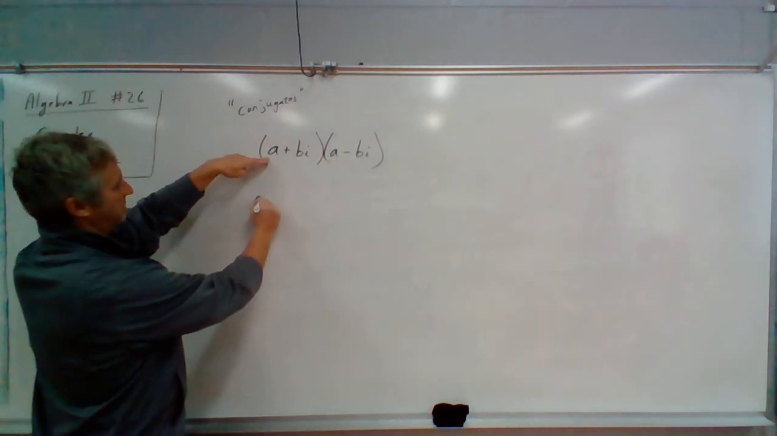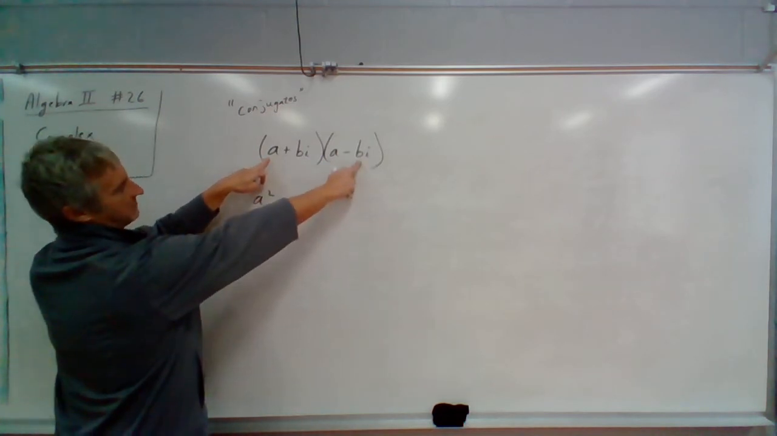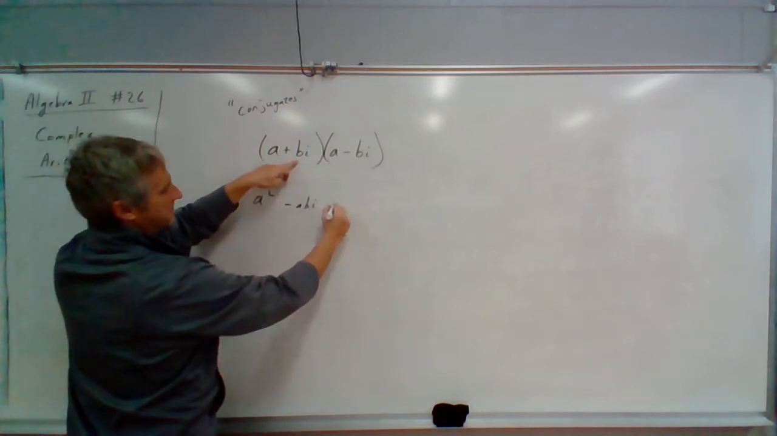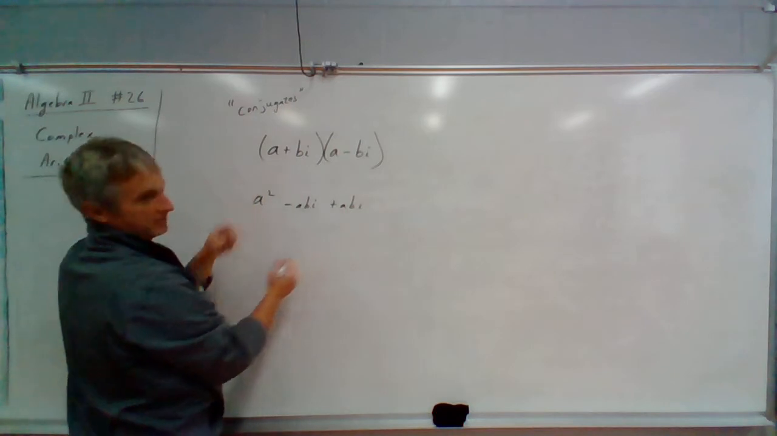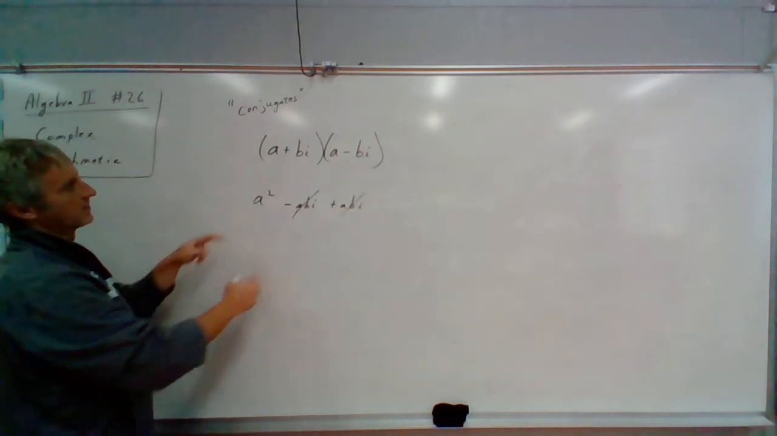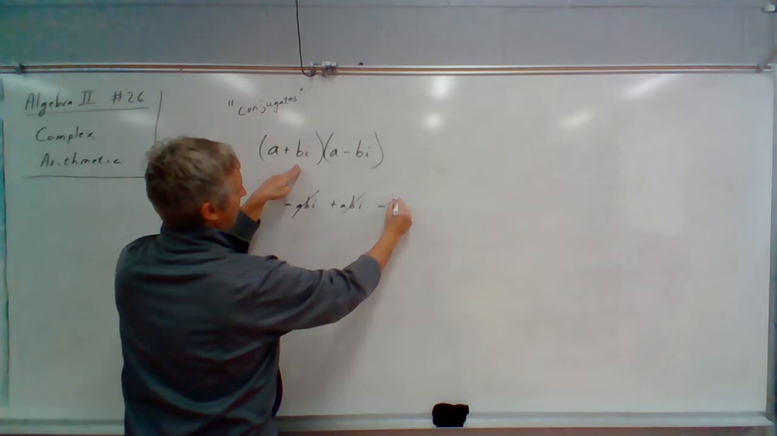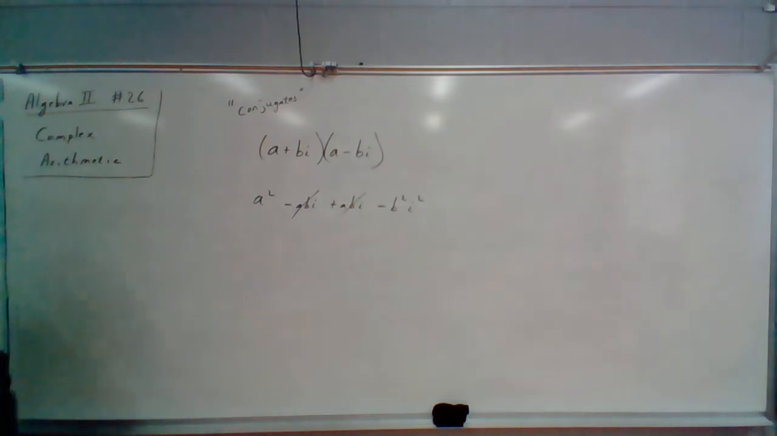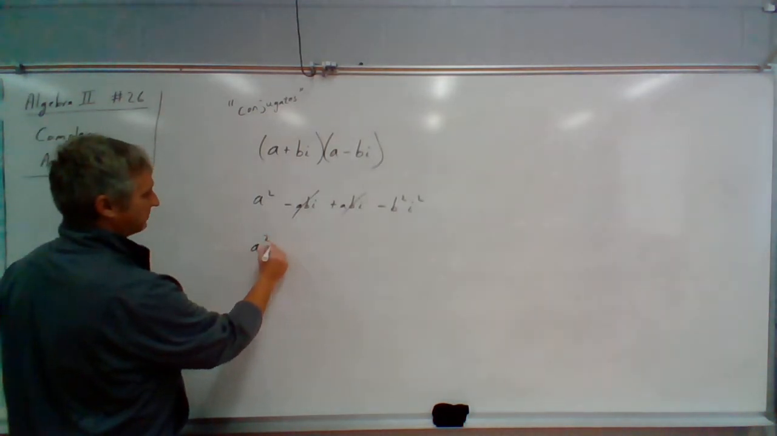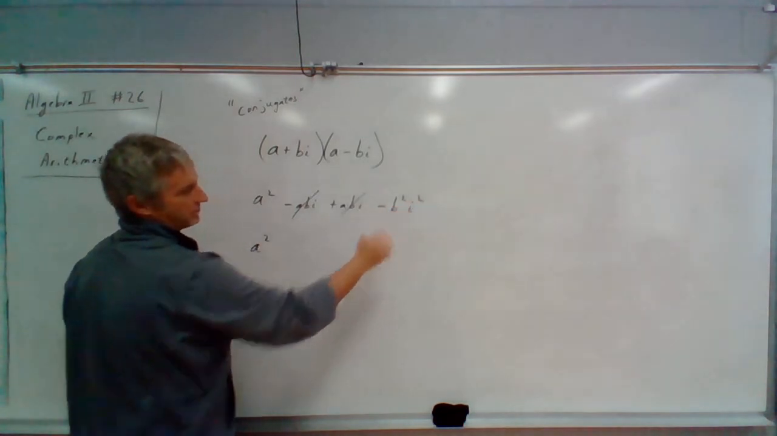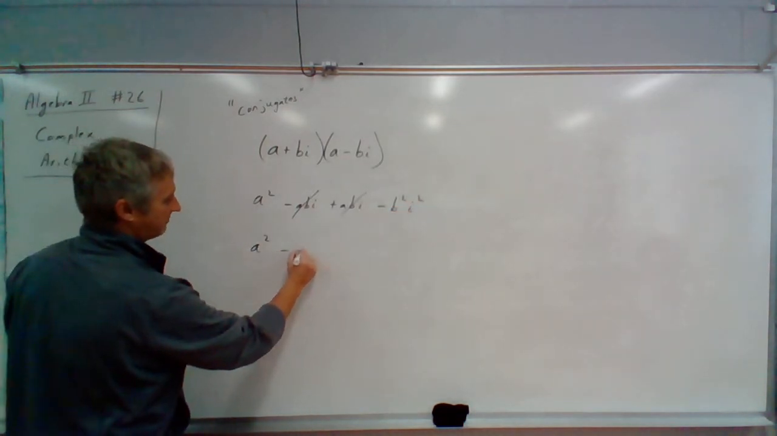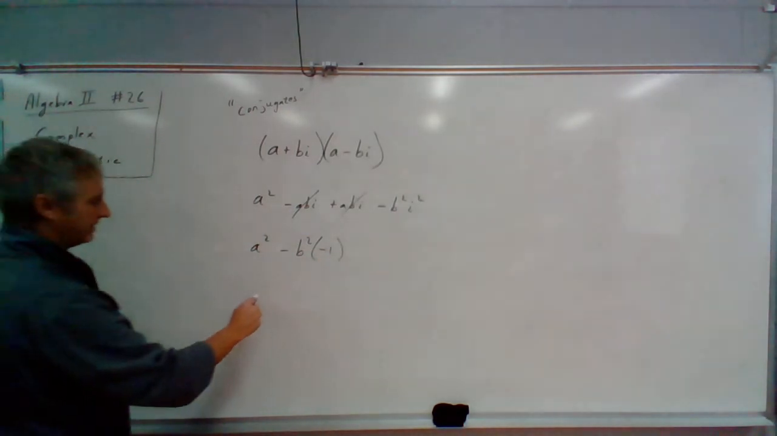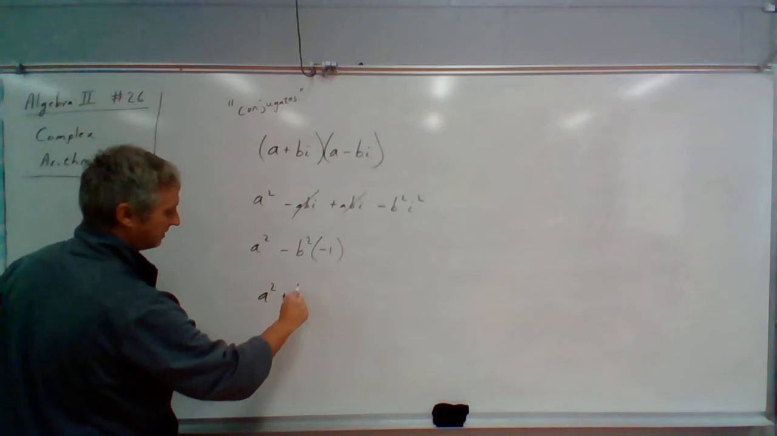A times a is a squared. A times minus bi will be negative abi plus abi. And just as expected, the middle terms cancel. And then we'll have minus b squared i squared. So I have a squared, middle terms are gone. Remember that i squared is negative 1. So I have negative b squared times negative 1. So I'll end up with a squared plus b squared.